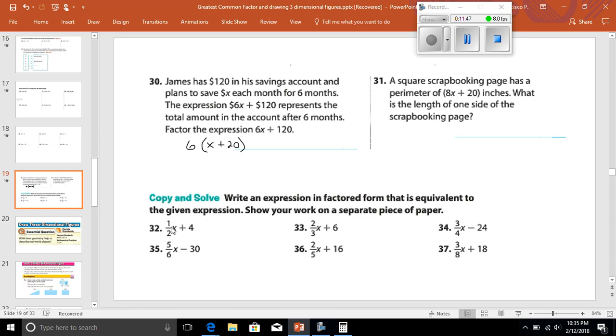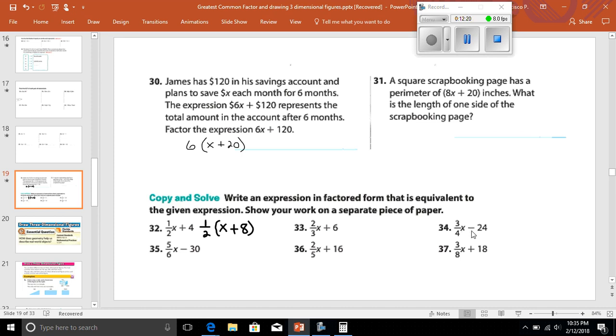Well, this says 1/2 x plus 4. How can I factor this out? Well, I could say I'm going to factor out 1/2. And if I did, well, I would multiply it by x to get 1/2 x. And now I have to say, what would I multiply to 1/2 to get 4? Well, half of 8 is 4. So I would say 8. And that would be my expression. Let's go to number 34 now.